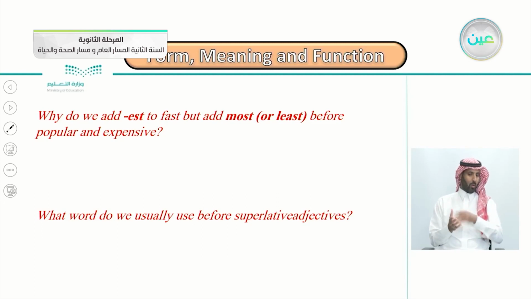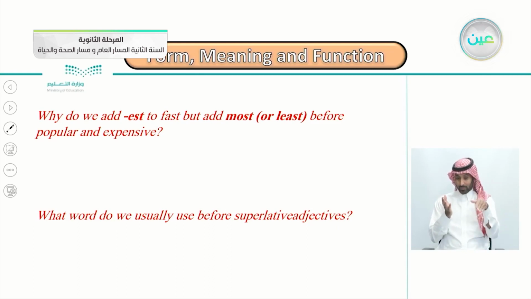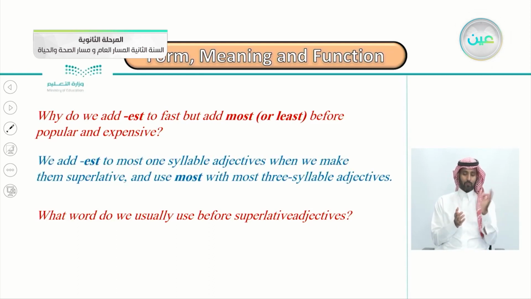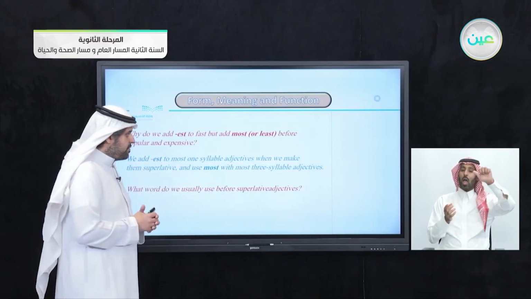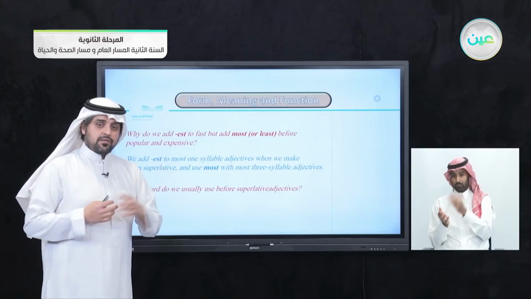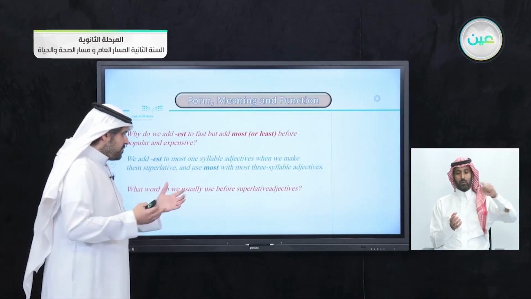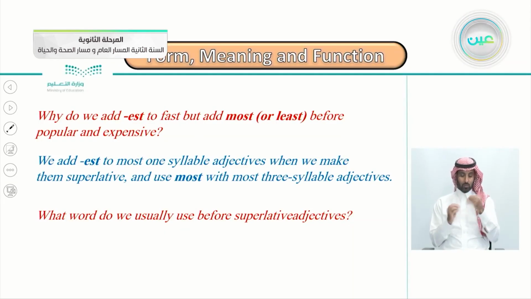Again, why do we add est to fast, but add most or least before popular and expensive? We add est to most 1-syllable adjectives, just like we did in the comparative, and we use most with most 3-syllable adjectives. So we're coming back to the syllables. If it's a 1-syllable adjective, we use est, the fastest, for example. And if it's a 3-syllable adjective, we write most or least.